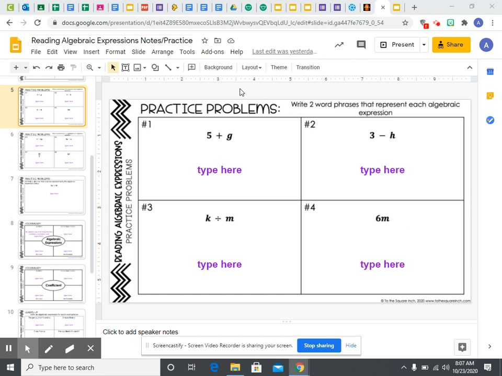All right, so practice problems today. Right now, I want you to work on these first four on your own. You're writing, or I guess typing in this situation, 2 word phrases that represent each algebraic expression. If you need help on what words to use for each operation, you can always go back to slide 2, because those have a couple of words for each operation. You can also look at other slides that we have done word phrases in. There are slides you can go back to for help.